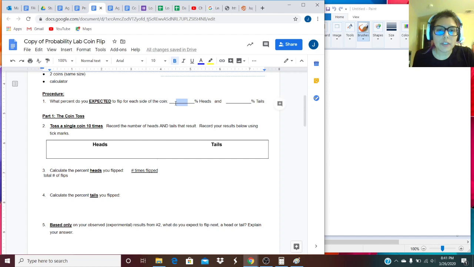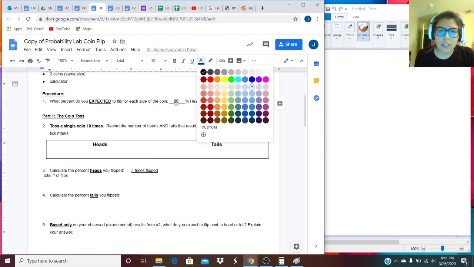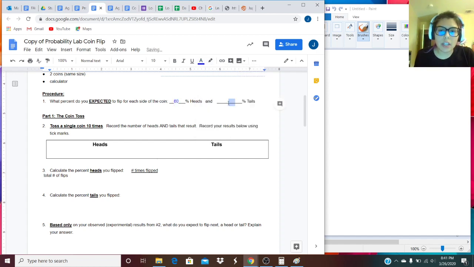So let's say, for example, I decided that my prediction is I'm going to flip heads 60% of the time. And so 100 minus 60 is going to be 40. So the remainder of the percentage for tails will be 40%.